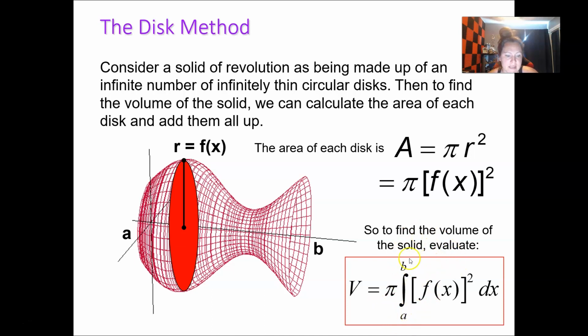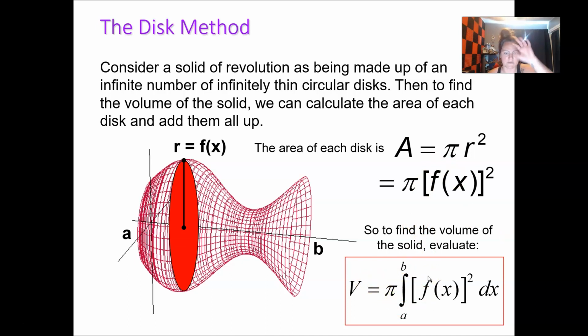And we go from a to b of my function squared with respect to x, because it went around the x-axis. So in this one, you just have to square it. That's the only thing that's different, okay? And multiplied by pi.